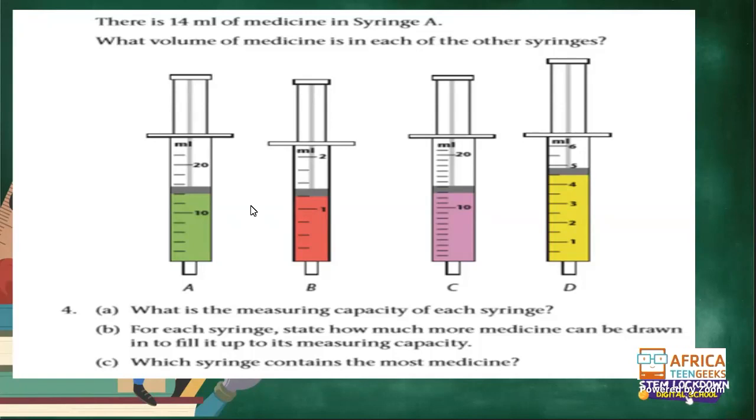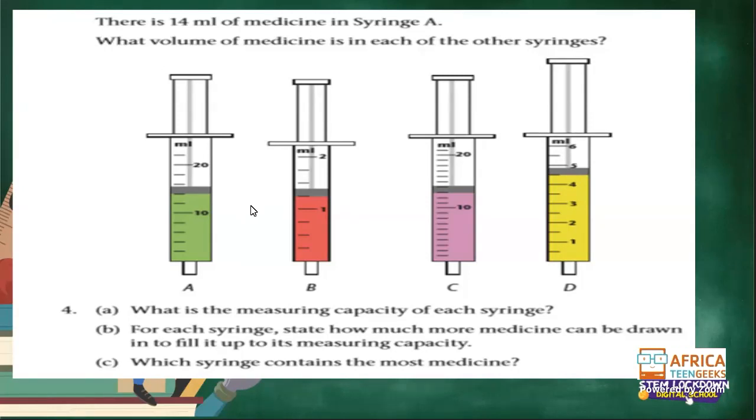All right, JD is going to type his question in the chat box. Let's look at the next question. For each syringe, state how much more medicine can be drawn in to fill it up to its measuring capacity. JD, you can write your question in the chat box. I will look into it. So for the rest of us, the question is, for each syringe, state how much more medicine can be drawn in to fill it up to its measuring capacity.